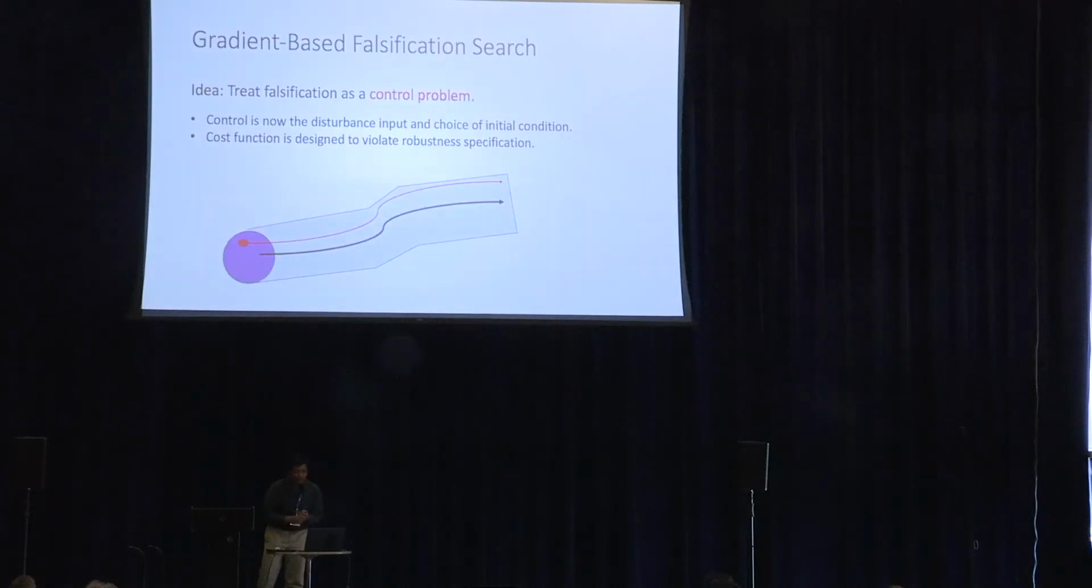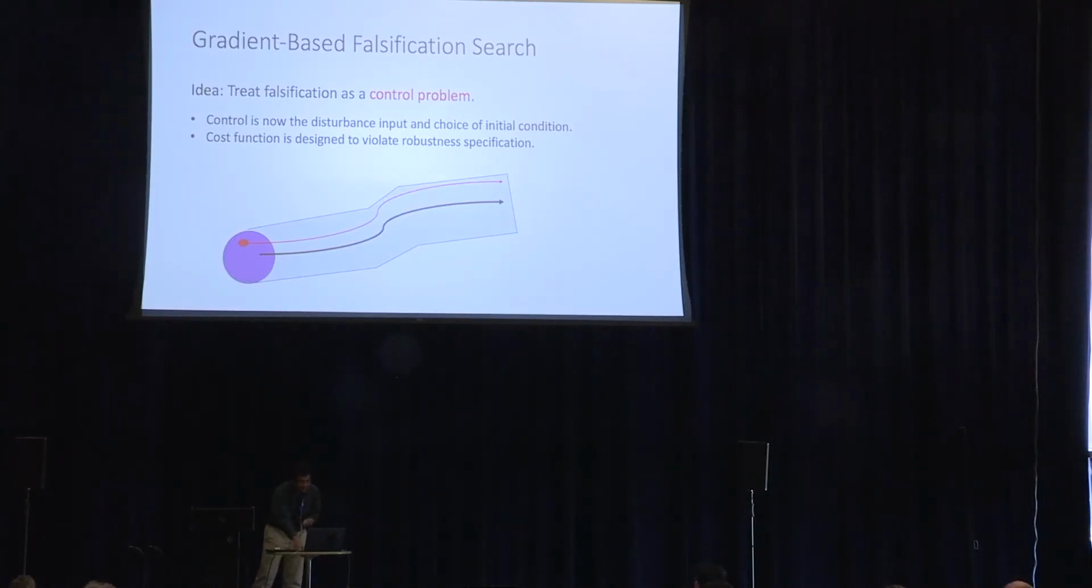But in this paper, we use a different kind of falsification that simply poses the falsification also as an MPC, except that the control is now given to the disturbance and the choice of the initial condition. So you just flip it around. And the cost function, instead of keeping you inside the tube, tries to push you outside the tube. So we just flip the cost function. We just flip the roles of the control and the disturbance. And we implement the entire falsification search as a model predictive control.